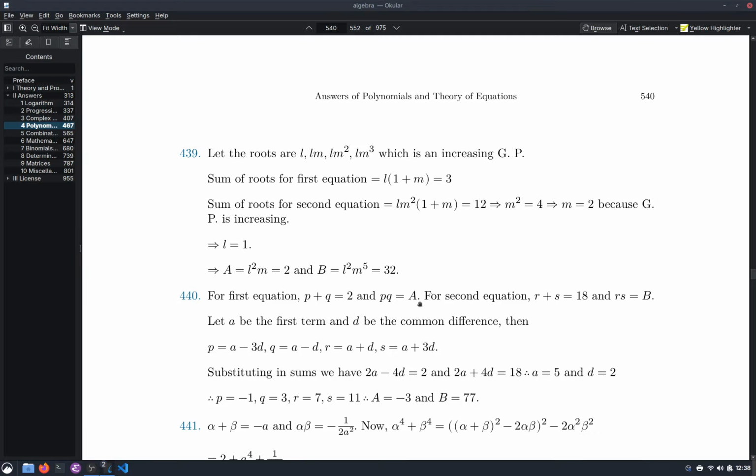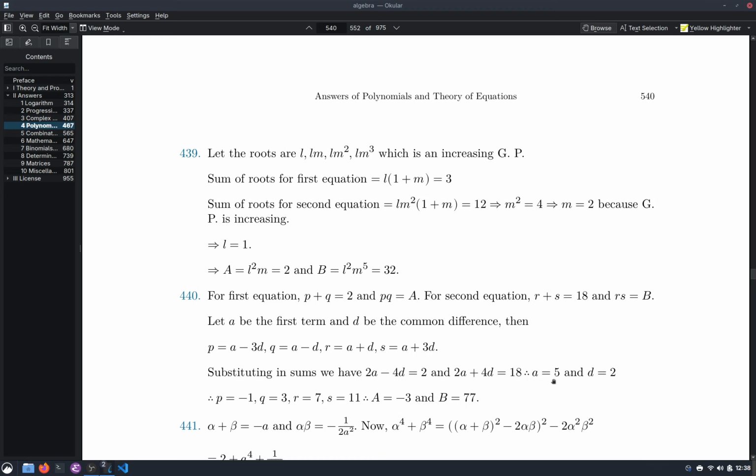So we add this and this, or rather P plus Q and R plus S. If you see this, then what will happen is P plus Q and R plus S will cancel out D. So you'll have 4A is equal to 20. So A will be 5. And then once we have A is equal to 5, we can say that D is equal to 2. How can we say this? That we can take this product and solve that.